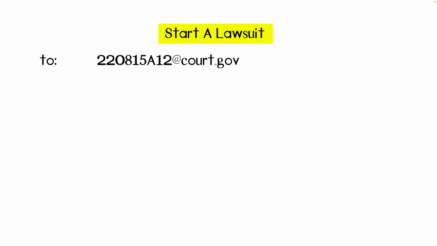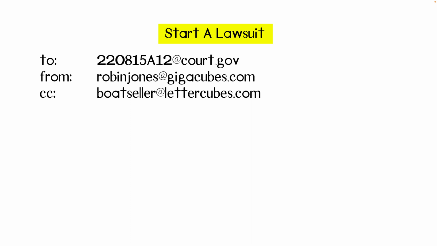This email address will be used for this case, and it's also the case's case number because courts keep track of cases with case numbers. This is the simplest way to do this. The email is from the plaintiff, who in this example is Robin Jones. The opposing party must be copied, and this is their email address.